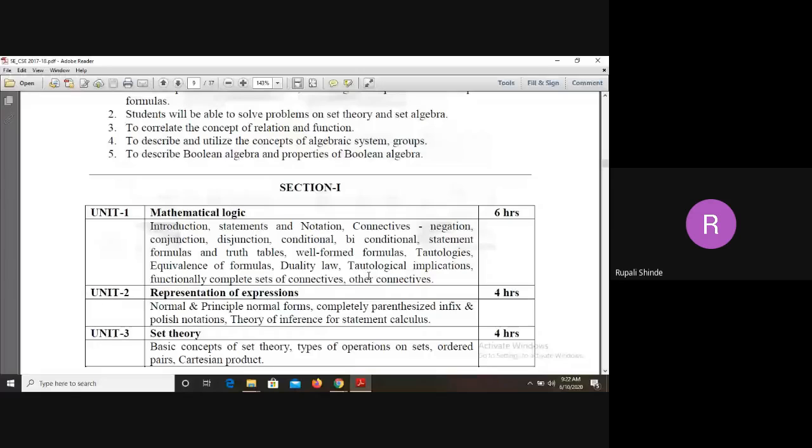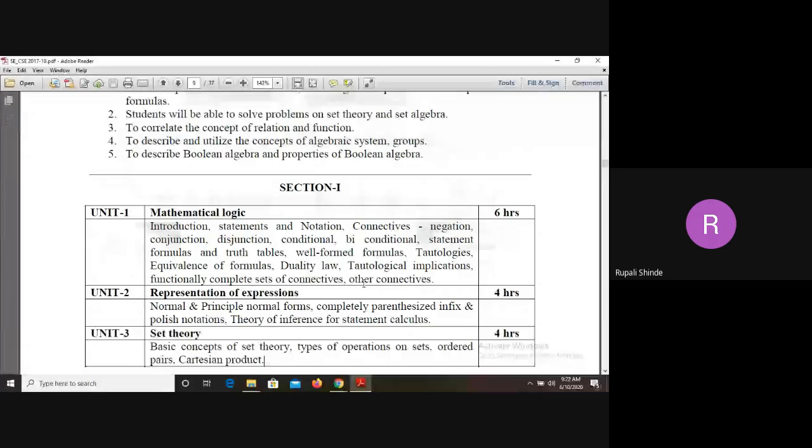National Company's set of committees and other committees. So this chapter is quite lengthy. This chapter, so you can study it well. Second is representation of expressions. So here we are going to see how to read different normal forms.